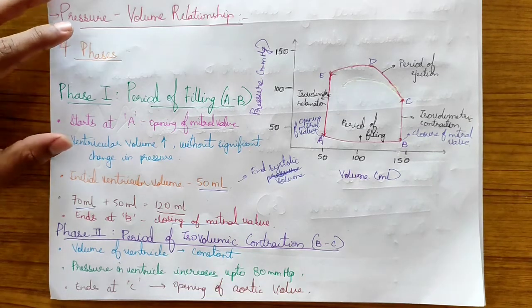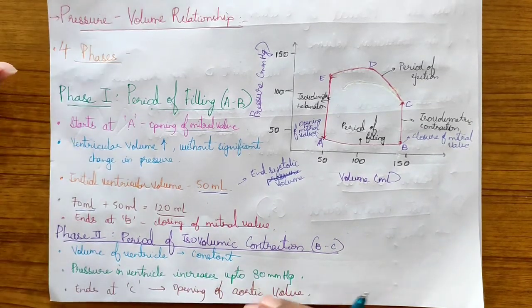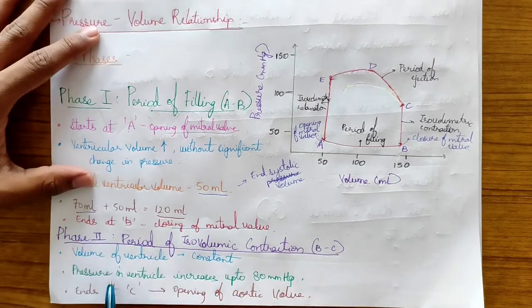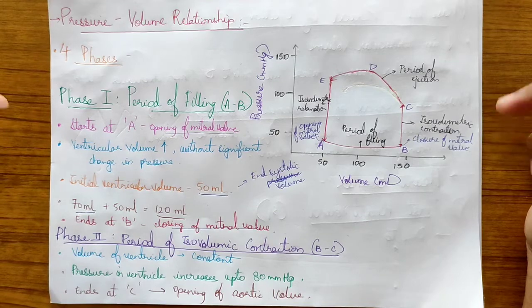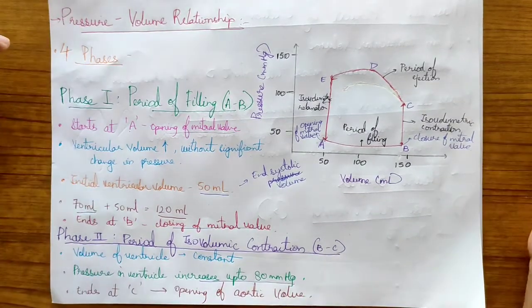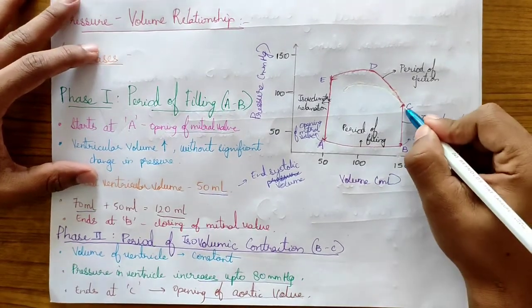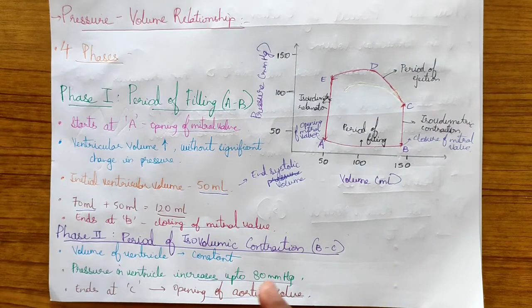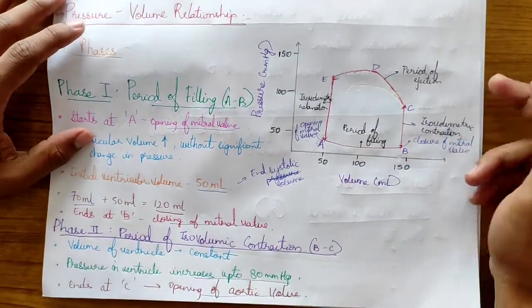The next is phase 2. This is the period of isovolumic contraction. The volume will be constant in this phase because all the valves in the heart are closed. So the pressure in the ventricle increases up to 80 mmHg. It ends at point C, that is the opening of the aortic valve. So the volume of the ventricle remains constant and the pressure increases in this.